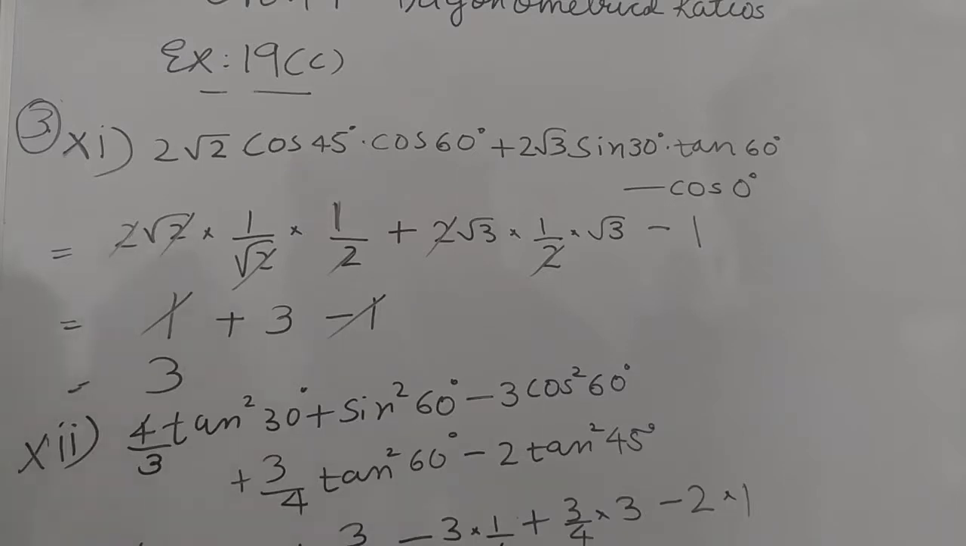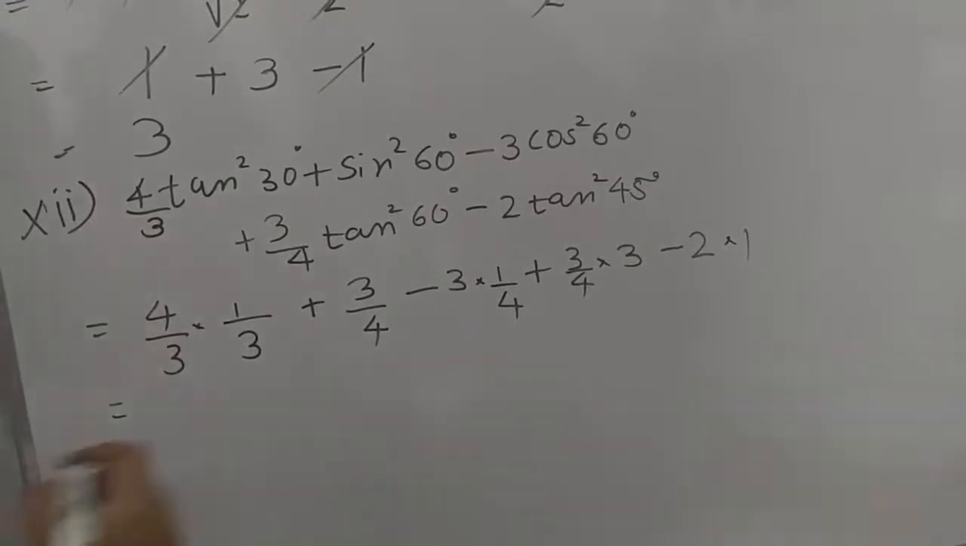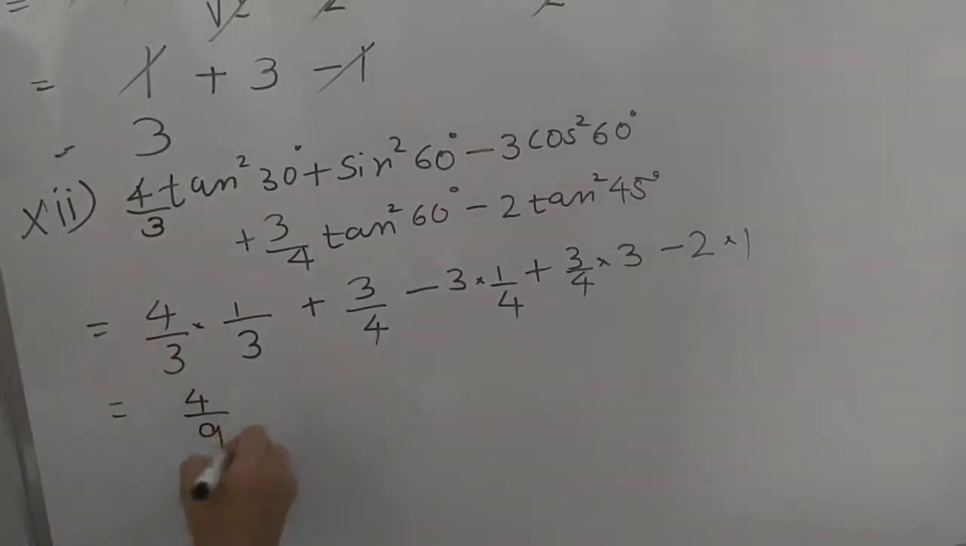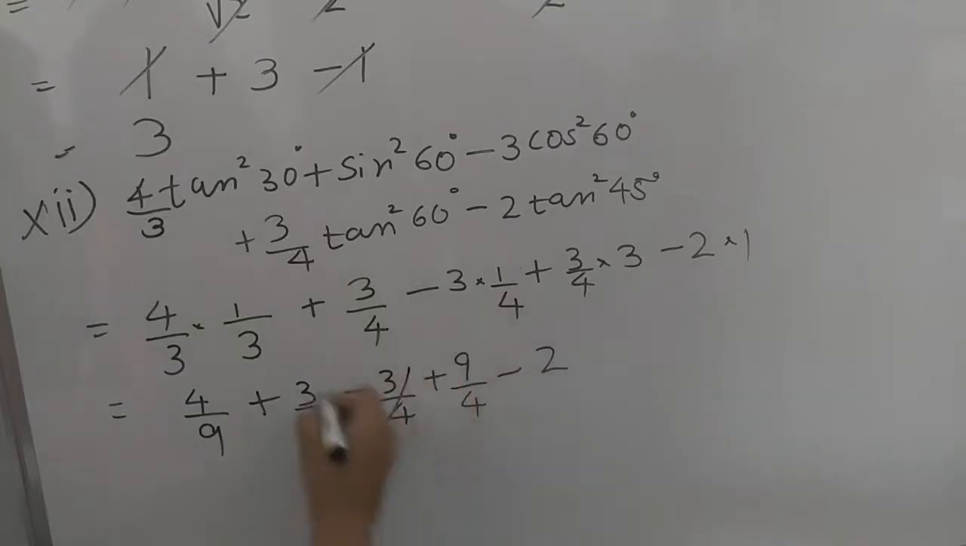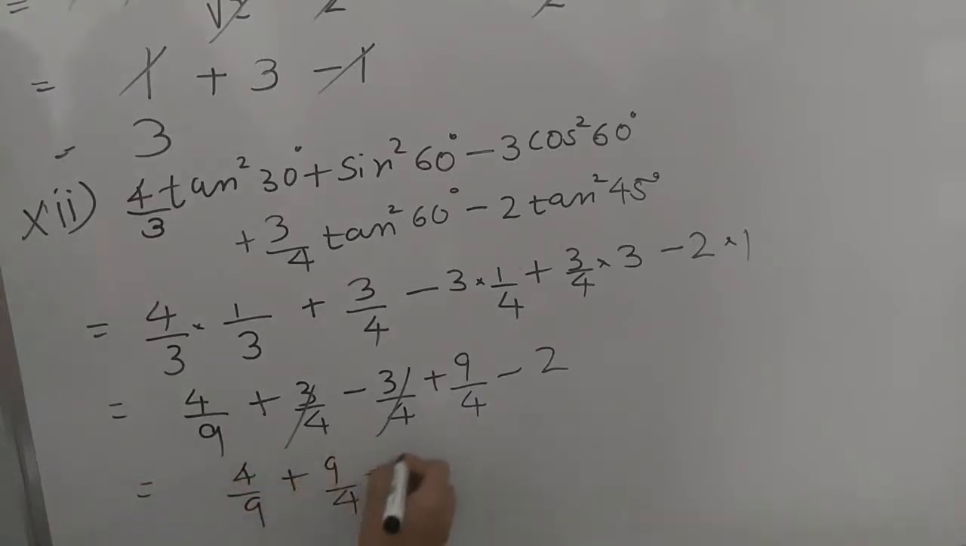So solving for the next step, we get 4 by 9 plus 3 by 4 minus 3 by 4 plus 9 by 4 minus 2. So this plus minus we can cancel out. Now what is left? 4 by 9 plus 9 by 4 minus 2.